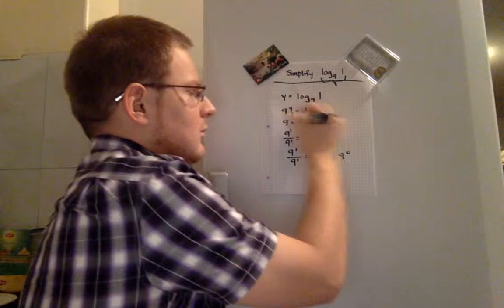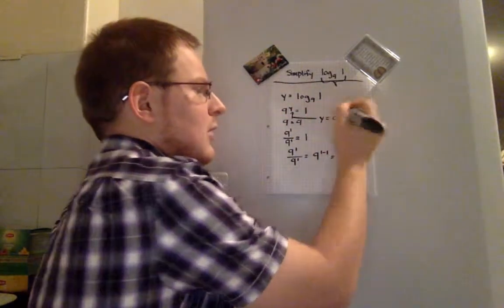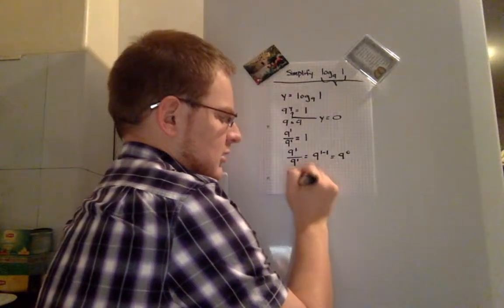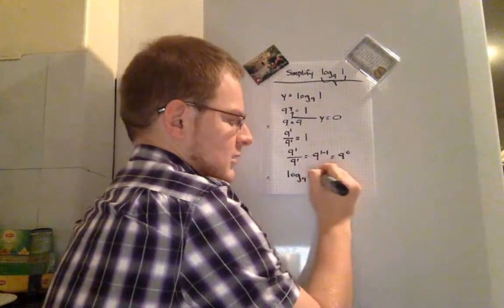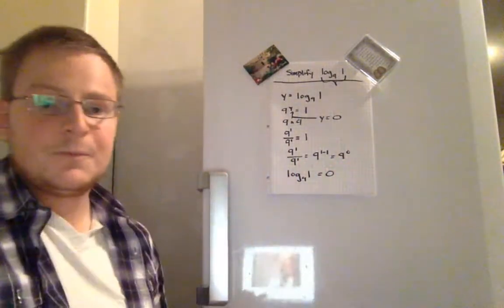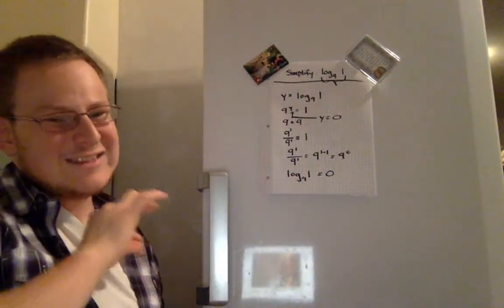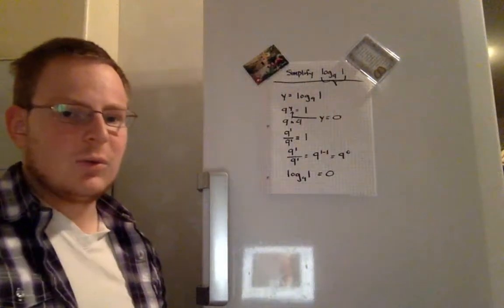So, log base 9 of 1, we can write it back into our normal equation. Log base 9 of 1 is equal to 0. There's also a more general principle that log to the base anything of 1 is 0.